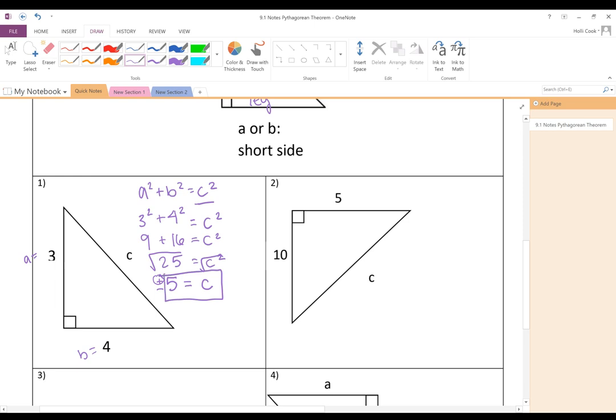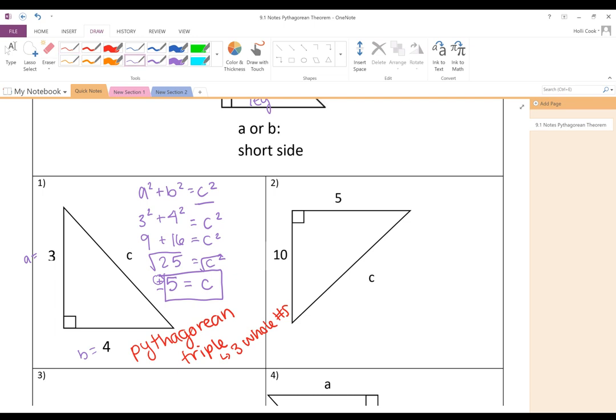Okay, and then one quick vocab word. This is what we call a Pythagorean triple. It's when you have 3 whole numbers in the Pythagorean theorem. So a, b, and c are all whole numbers. There's no decimals or square roots or anything. They're just all whole numbers.